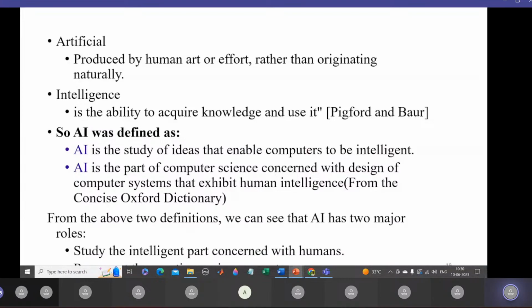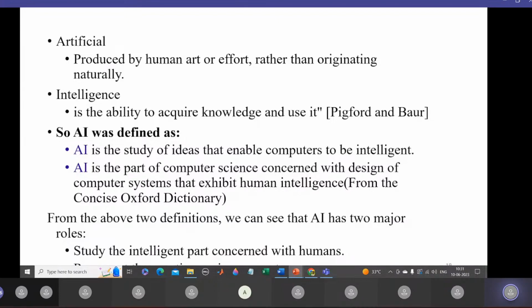Then what is artificial? Produced by human art or effort rather than originating naturally. So artificial is not natural, but it is human art, the effort taken by human beings. Intelligence is to acquire knowledge and use it. So how can you now define AI? It's a study of ideas that enable computers to be intelligent. Or you can say it is a part of computer science concerned with the design of computer systems that exhibit human intelligence. So a system exhibiting human intelligence, that is your AI.